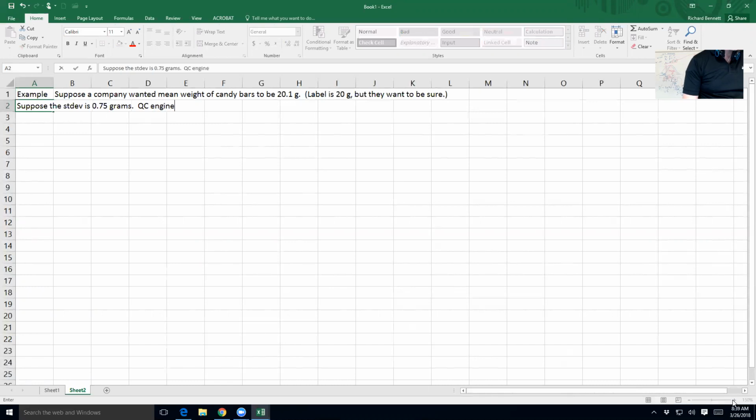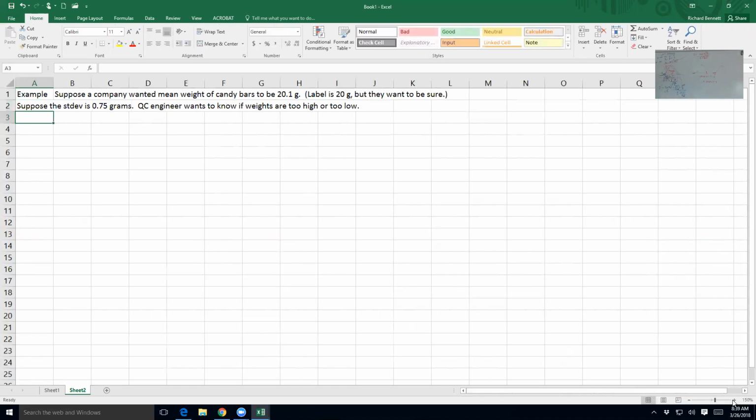QC engineer wants to know if weights are too high or too low. If they're too high, the company's losing money. If they're too low, they're going to get in trouble because somebody's going to complain that they're shorting the customers. Okay? So, find the probability of a type 2 error if the weight is 20.3 grams. Okay? How would we do such a thing?